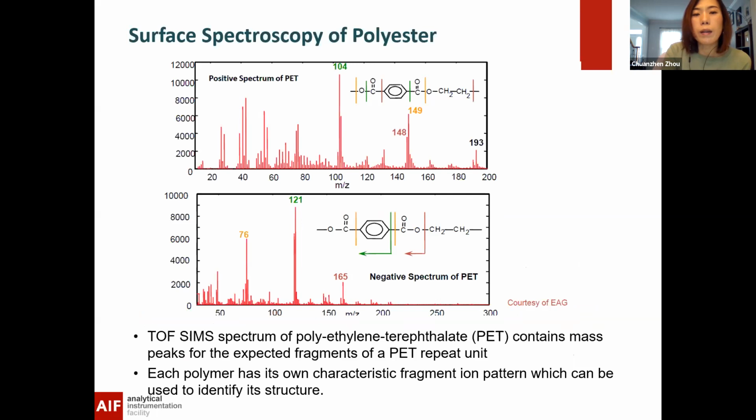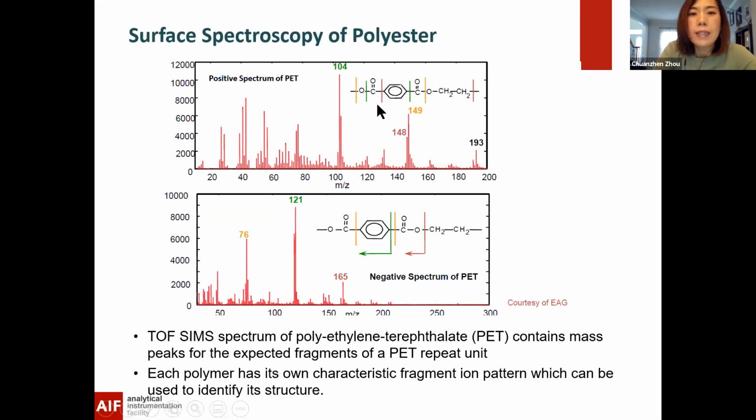Just to give you a very brief idea of what the spectra look like, over here is the surface spectrum of polyester, which is a very common polymer used in plastics and fabrics. And this is the chemical structure of polyester. In a positive ion spectrum of PET, as you can see, you have 104, 148, 149, 193. These are all just fragments from this single polymer repeat unit.